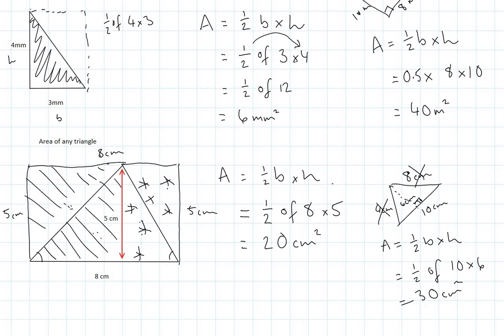So it doesn't matter which way up your triangle is, doesn't matter how badly drawn it is, as long as you've got a right angle marked in there to show you which is the base and which is the height. So that's how to find the area of a rectangle, a square, or any kind of a triangle.